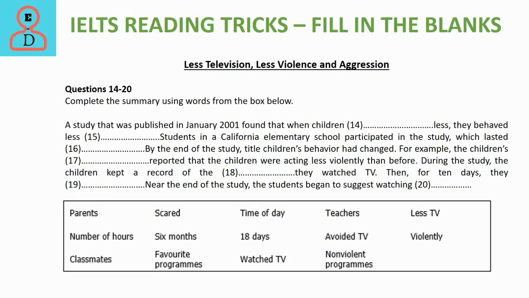This is the first example we are going to solve today. You can see in the box at the bottom, the options are given from which we have to choose our answers. Now have a good look at the title of the passage. It is clearly talking about watching less TV and how that relates to less violence or aggression. Keep this theme in mind while answering the questions. So let's get started.